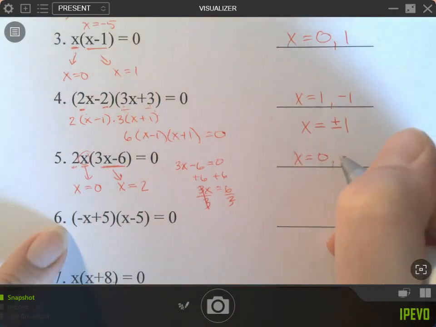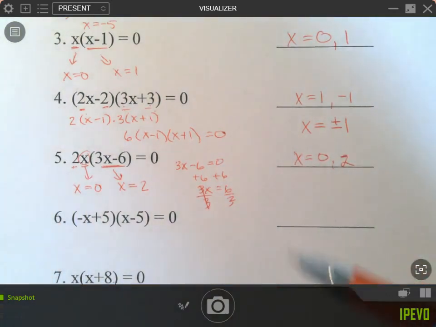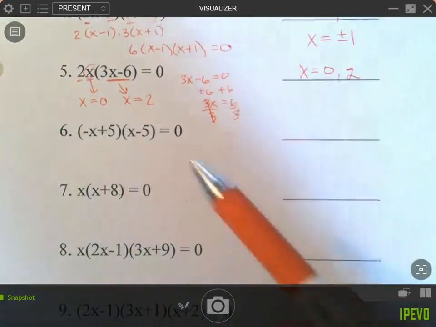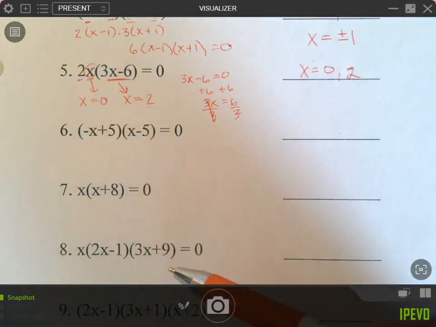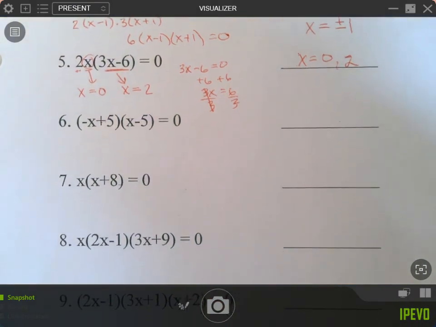Go ahead. I'm going to let you do the next couple, and then we'll talk about them. What do you mean by the next couple? Like 6 through 8. Do these next 3. So the next few.